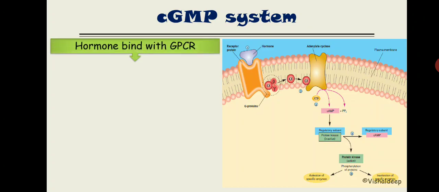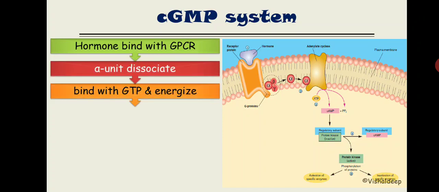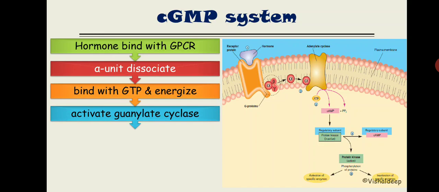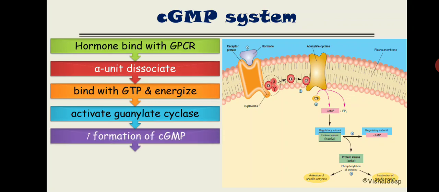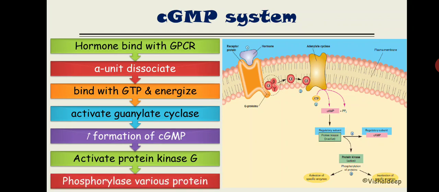Hormone binds with the G protein coupled receptor, the alpha subunit gets dissociated, binds with GTP, and energizes and activates the guanylyl cyclase. Now this guanylyl cyclase will increase the formation of cyclic GMP, and this cyclic GMP will activate the protein kinase G. Again, this protein kinase G will do phosphorylation of various proteins. That protein may be an enzyme, or it may be a structural protein, anything.